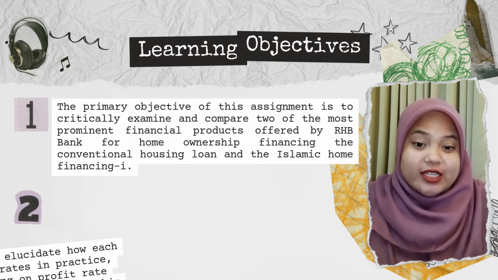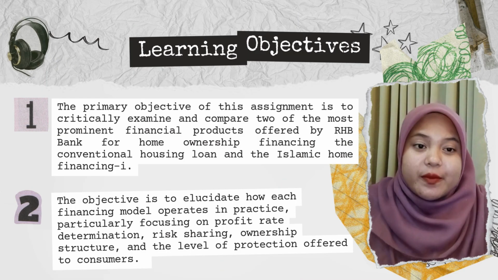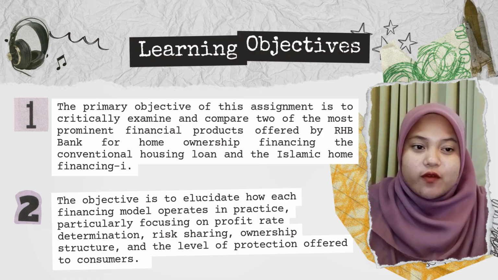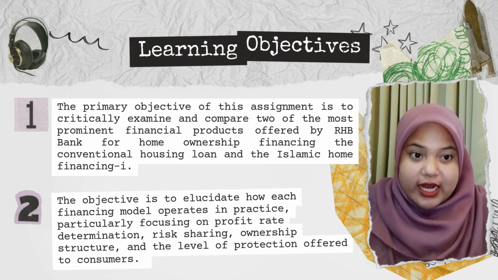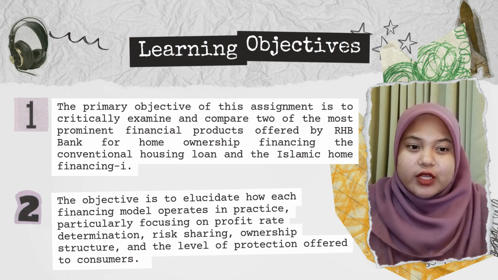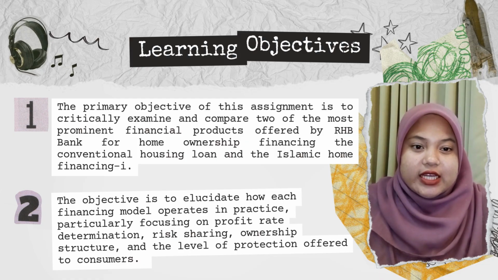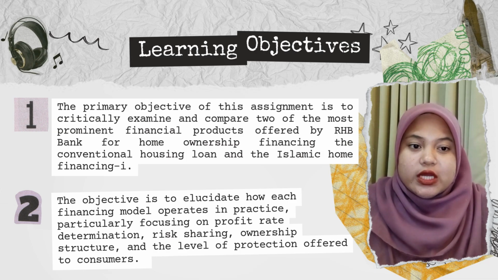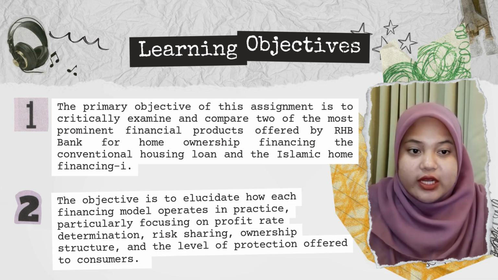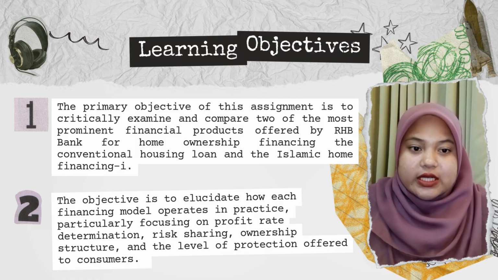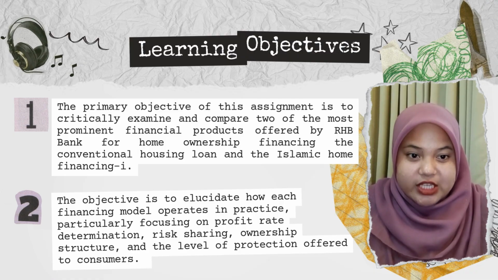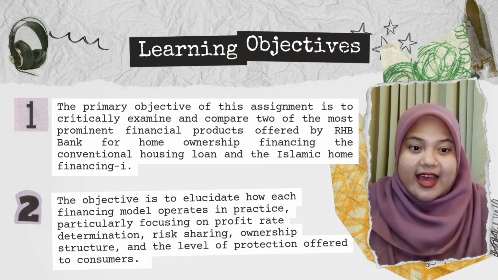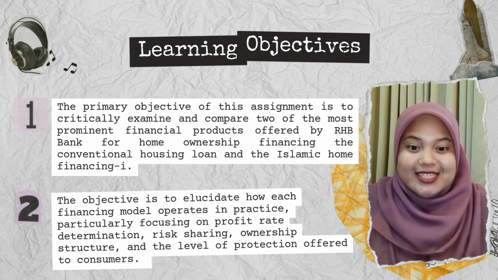Alright, next we go to the objective. The primary objective of this assignment is to critically examine and compare two of the most prominent financial products offered by RHB Bank for home ownership financing, the conventional housing loan and the Islamic home financing. The objective is to elucidate how each financial model operates in practice, particularly focusing on profit rate determination, risk sharing, ownership structure, and the level of protection offered to customers.